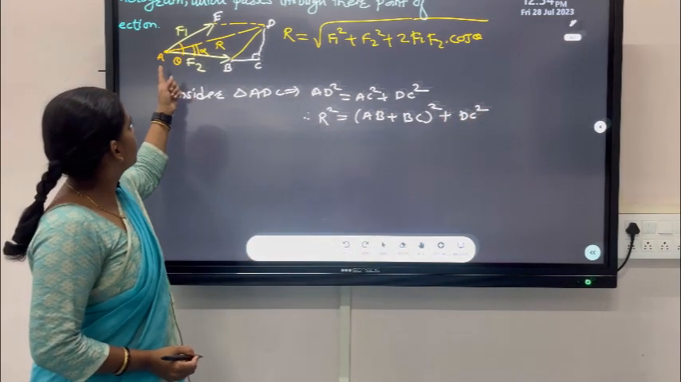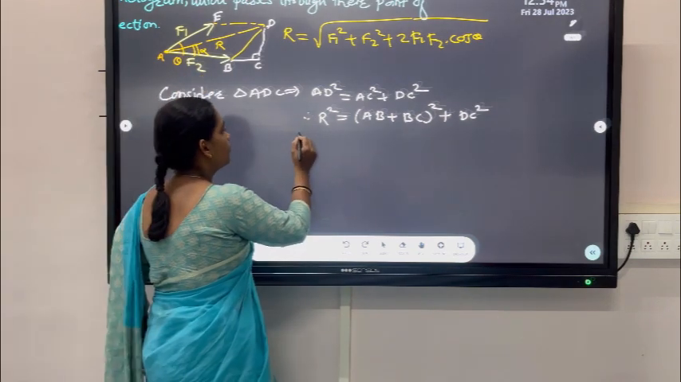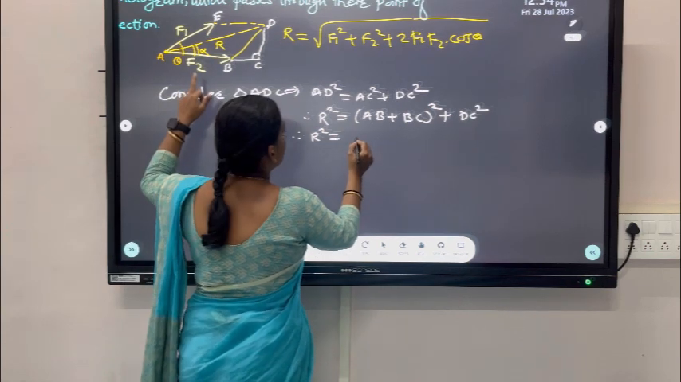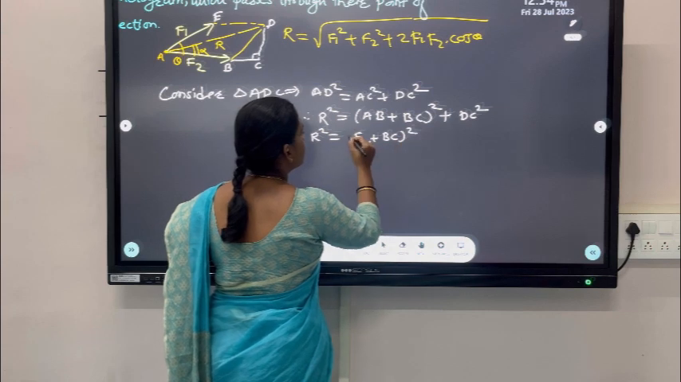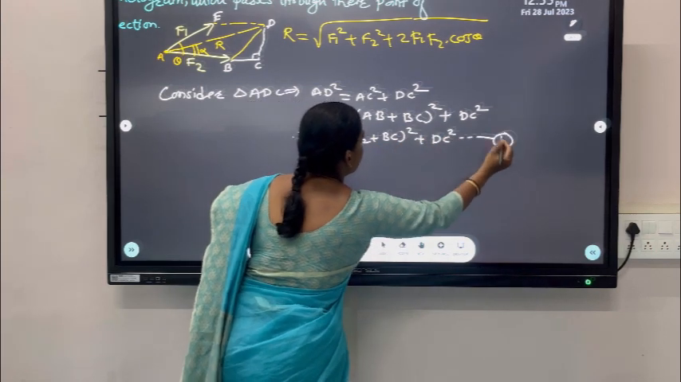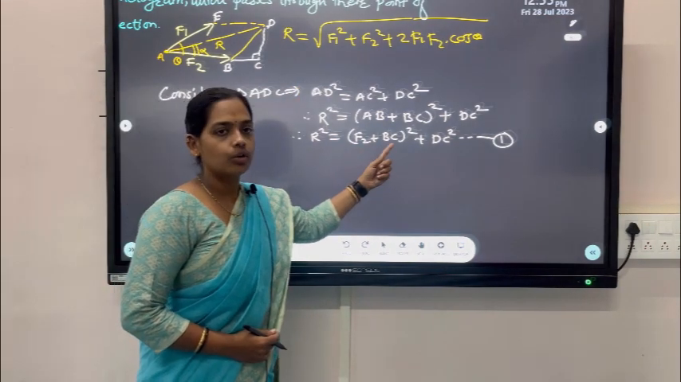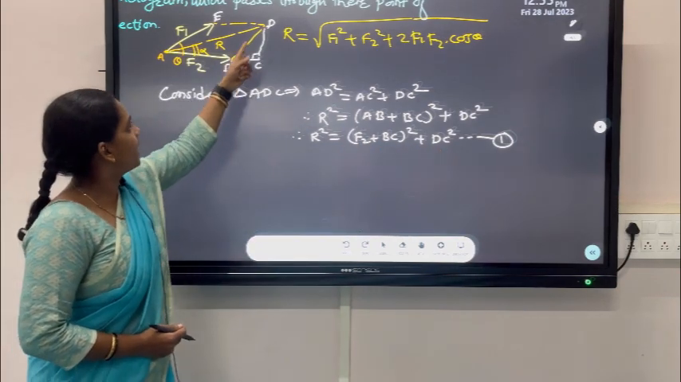So, may I write instead of AB, F2? Yes. Therefore, R square is equal to F2 plus BC bracket square plus DC square. See it as equation number 1. So, to prove this, we need to know the values for BC and DC. See where is BC and DC.